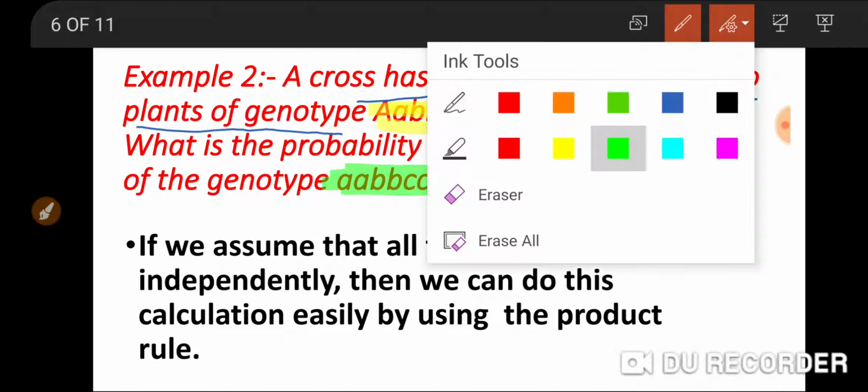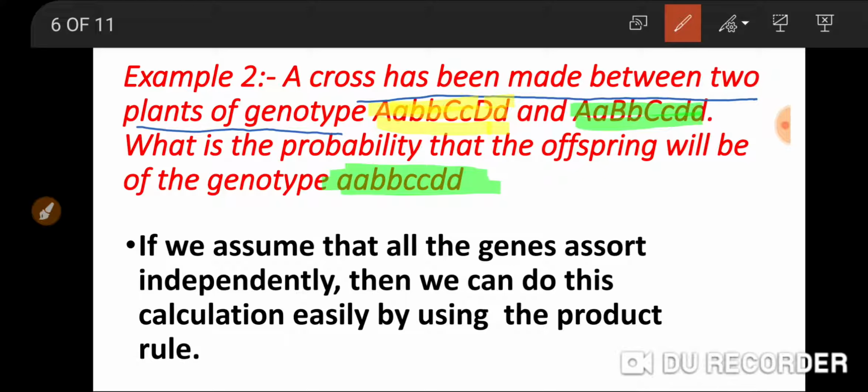So here in this numerical we have to assume that all the genes assort independently, and if we assume that, then we can do this calculation easily by using the product rule. The 4 different gene pairs are considered individually as if they were 4 separate crosses. As you can see here in the numerical, there are 4 gene pairs.